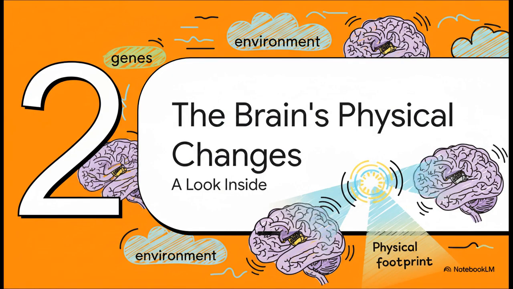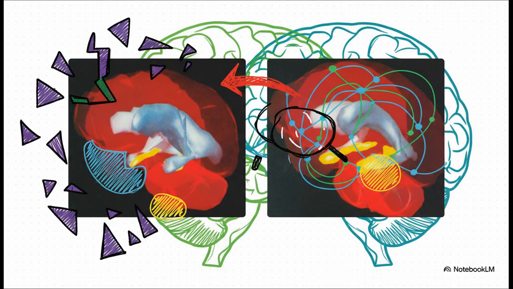Okay, so we've got our risk factors, the genes and the environment. But what do they actually do to the brain? This is where it gets really interesting, because we don't have to guess anymore. We can literally look inside and see the physical changes. And wow, take a look at this. The difference is just stark. On the left, you have the brain of someone with schizophrenia. On the right, a healthy brain.